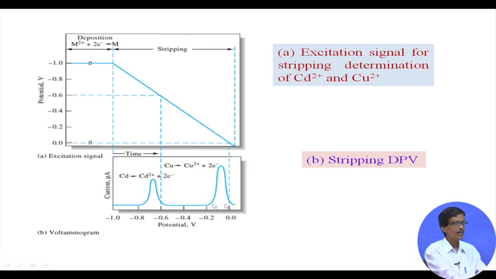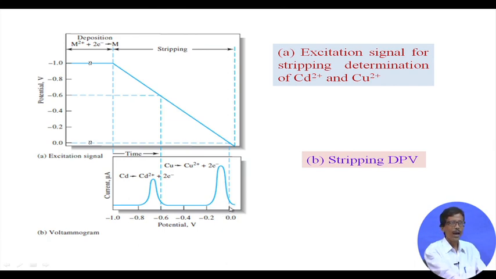So, these are the stripping DPV plots. In the differential pulse voltammogram, the cadmium will first be oxidized back to cadmium 2+, because its potential is higher compared to copper. Copper will appear in the range below -0.2 volt. These are very distinct and well-established potential values for the oxidation of these metals.